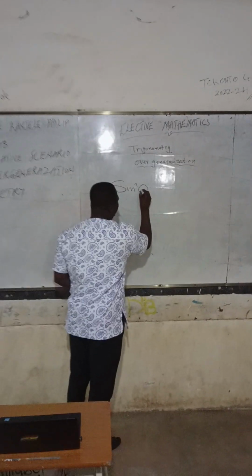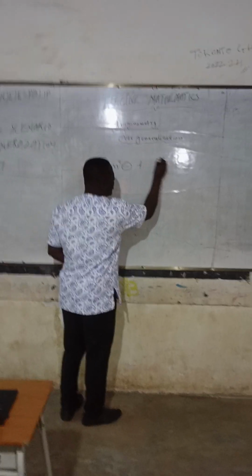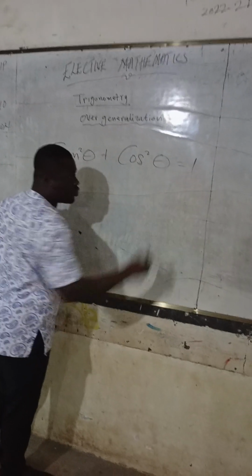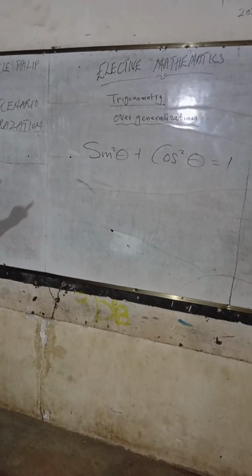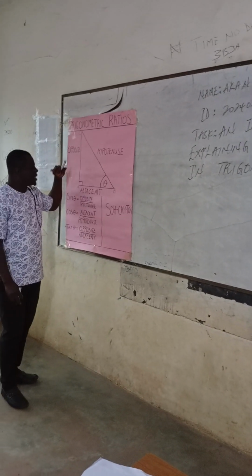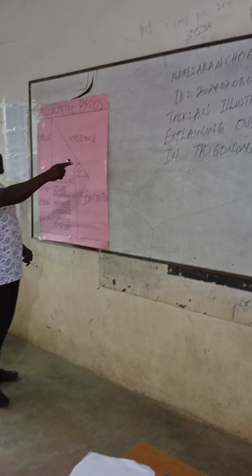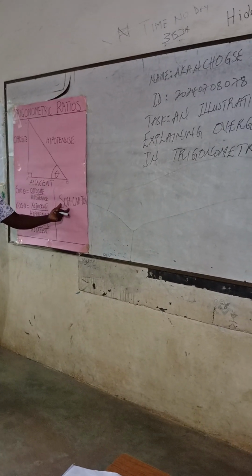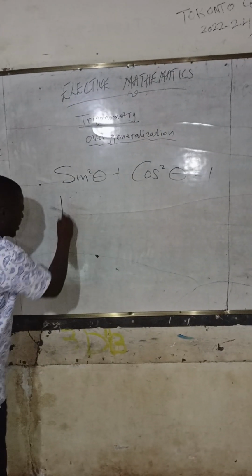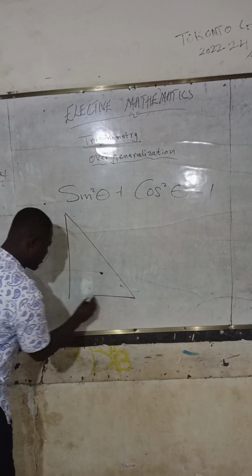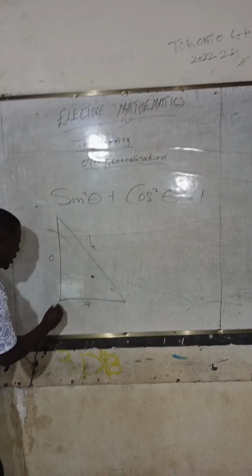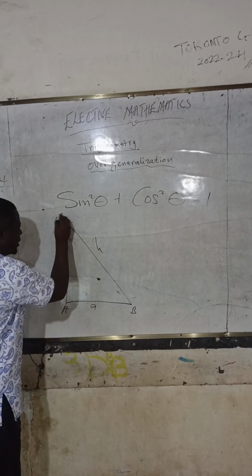So with the trig identities, if you have sine square theta plus cos square theta, it is equal to 1. Looking at this, sine is opposite over hypotenuse. So let's assume that in this right angle triangle, the sides are A, O and H.